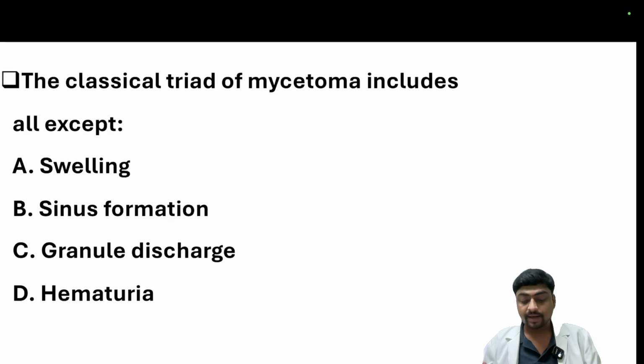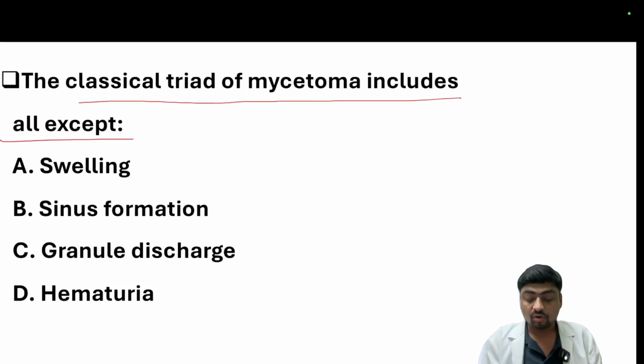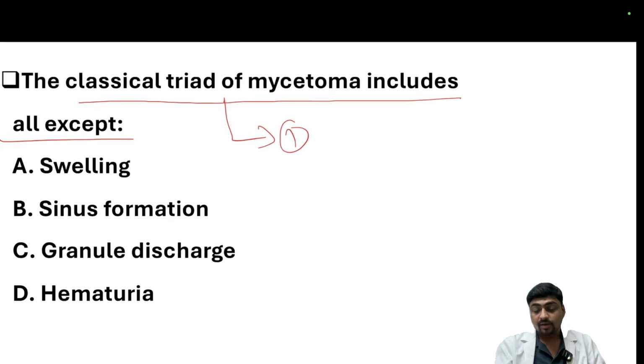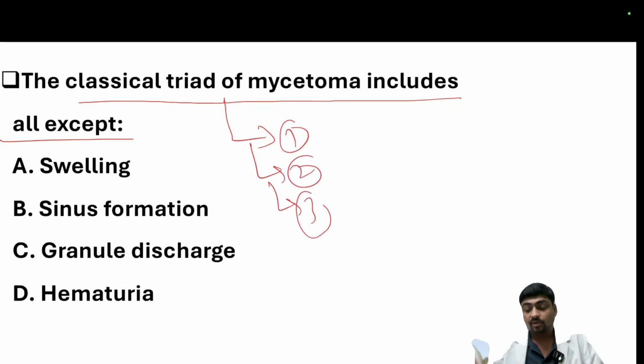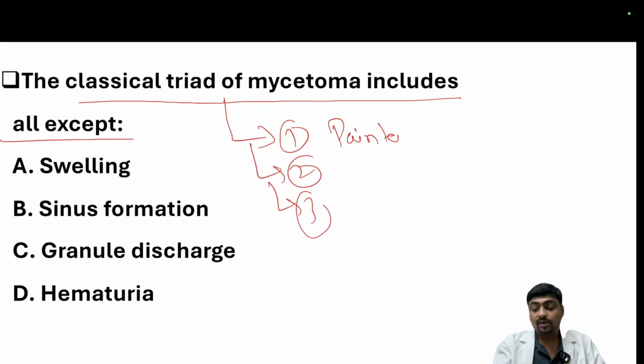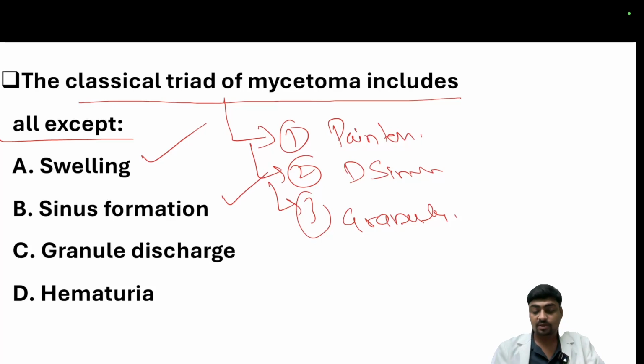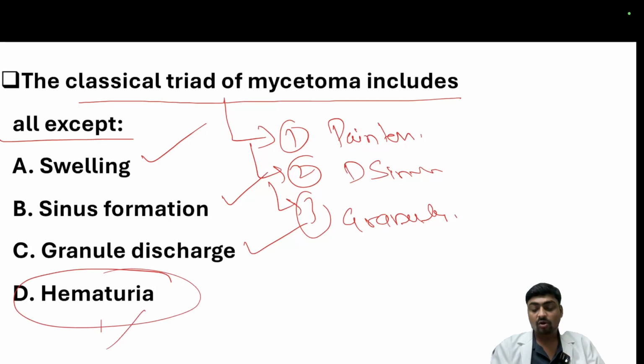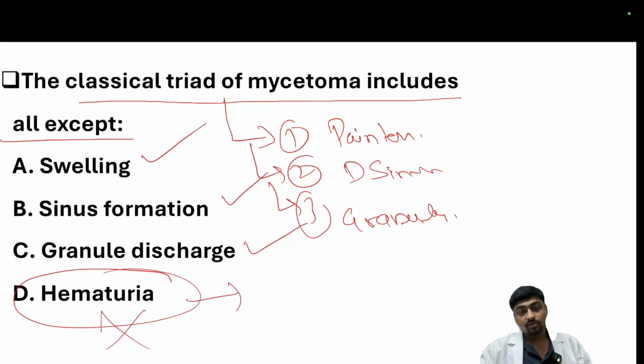Now let's come to the second MCQ. The classical triad of mycetoma includes all except. We know that in the classical triad of mycetoma there are three features present. First, painless subcutaneous swellings. Second, discharging sinuses, and third, the granules. So option A, swelling is present. Option B, sinus formation, we see. Granule discharge also occurs. Now hematuria is not observed, that is, no blood in the urine is seen in case of mycetoma. So option D is correct.